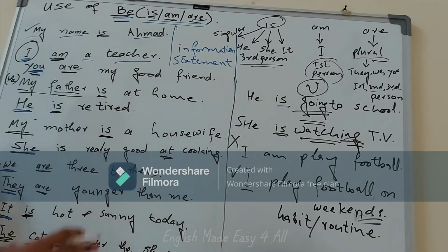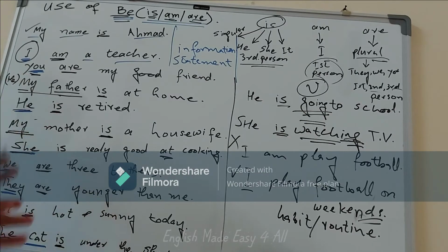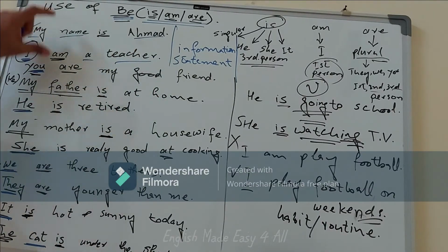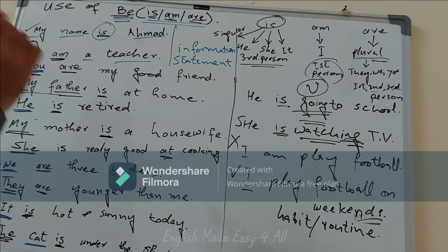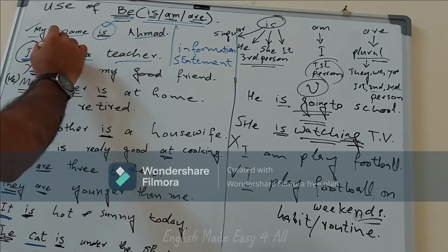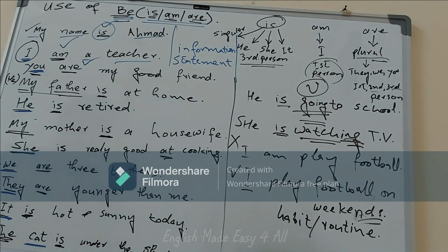So in a sentence, you already know what we need: a verb, noun, pronoun, adjective. Without a verb, we cannot make any sentence. So if there is a verb, it makes a sentence. In this situation, if we don't write the verb, how can we make the sentence? There is no sentence. So to make a sentence, we need a verb. So this is the verb here: is, am, are. So these are the verbs.